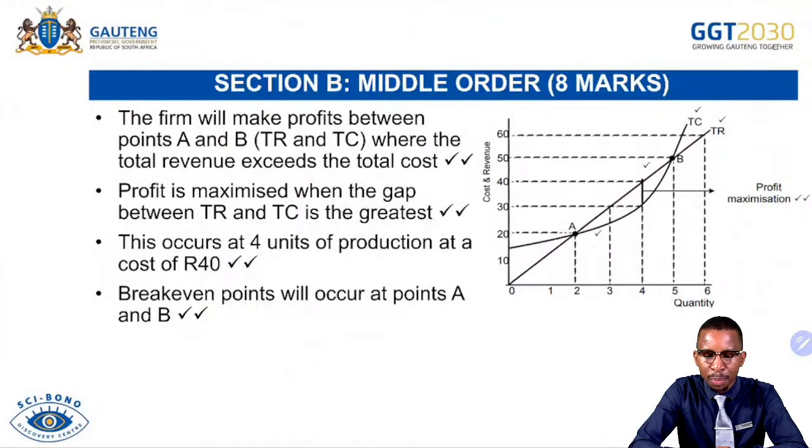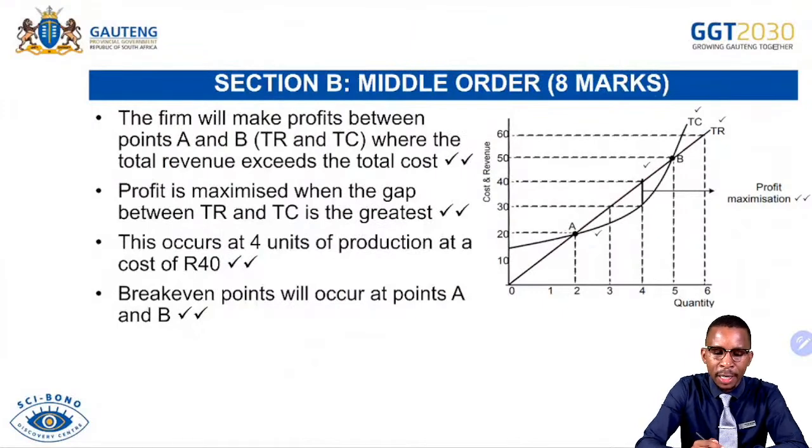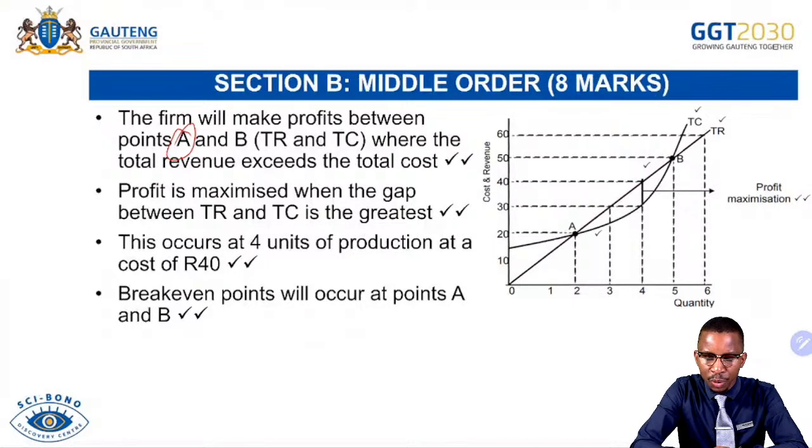So the firm will make a profit between point A and point B, where total revenue exceeds total cost. Yes, and then profit is maximized when the gap between TR and TC is the greatest or furthest apart.